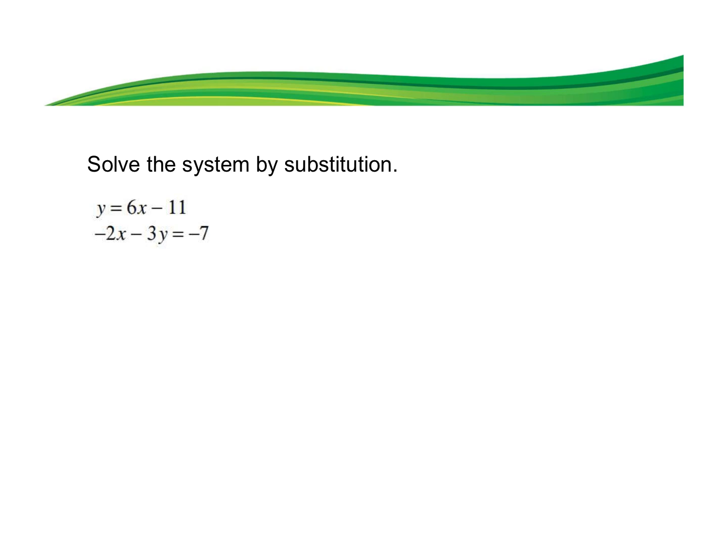In this one, the first equation is already solved for y, so a variable equals something. I'm going to plug that y into the second equation. So it's going to be negative 2x minus 3 times (6x minus 11) equals negative 7.